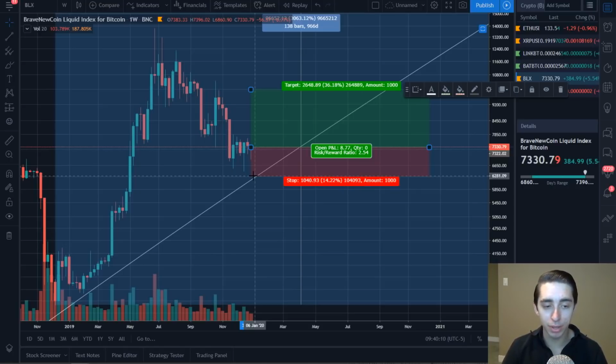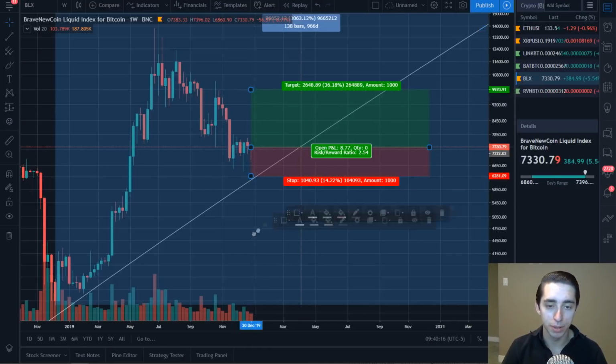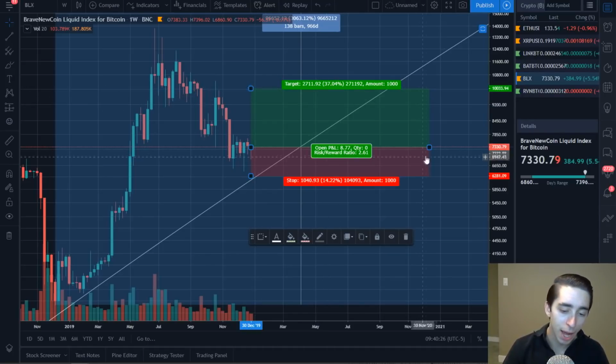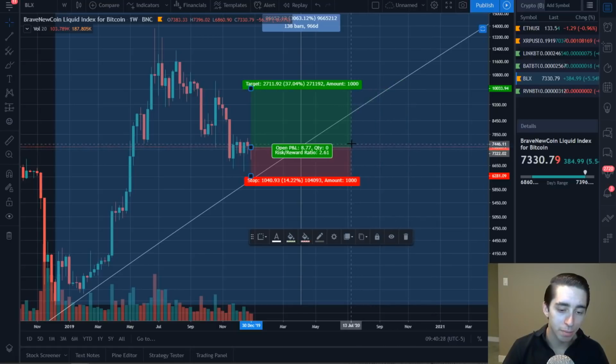So let's say, for example, that I believe Bitcoin could go up to $10,000. I'm going to move this here so I can get the exact level. So $10,000 is where I believe Bitcoin could go to, and that would be a 37% return here. Nice, good trade here.